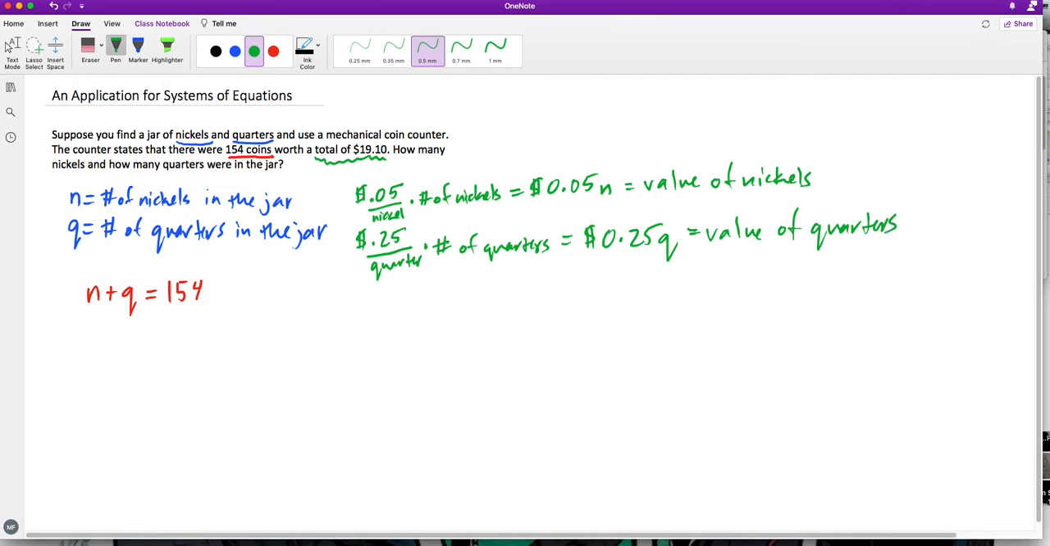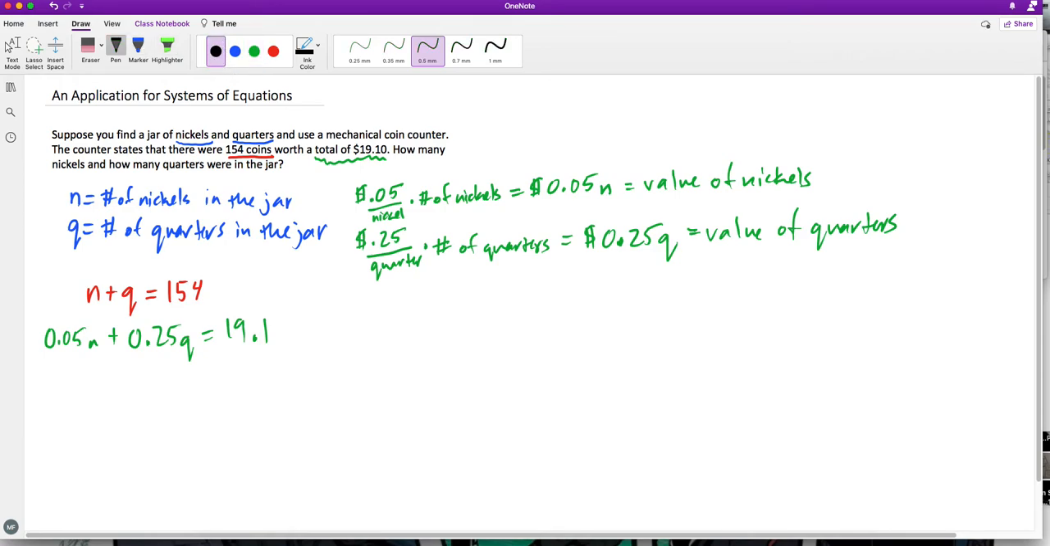So if we put that together, we can drop the units, since everything will have the same units: dollars here, dollars here. That's why I used $0.05 instead of 5 cents, and $0.25 instead of 25 cents. Okay. So if I add those together, we get 0.05N plus 0.25Q equals 19.1. I don't need to write the 0, right? We tend to do that when we talk about money, but we really don't need to mathematically.